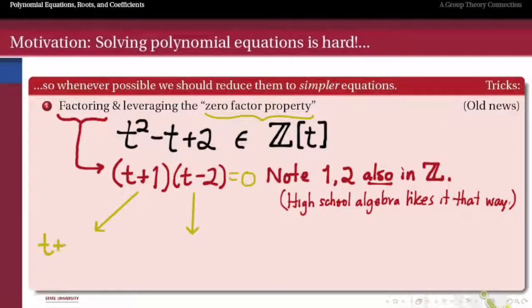But once we have it factored, the zero factor property lets me break apart each factor and set it equal to 0, and then solve each of those much simpler equations for t. And it gives me my two roots, t equals negative 1 and t equals 2.